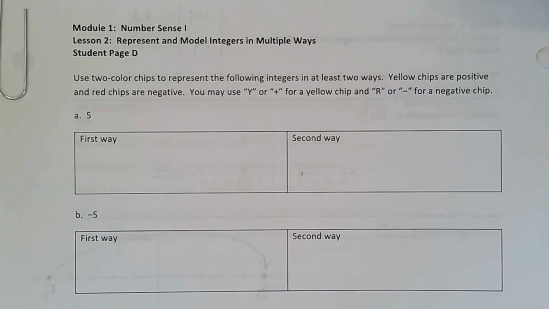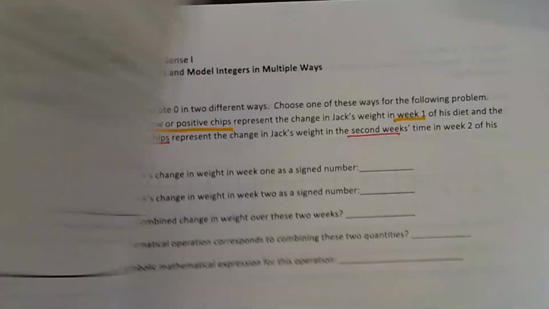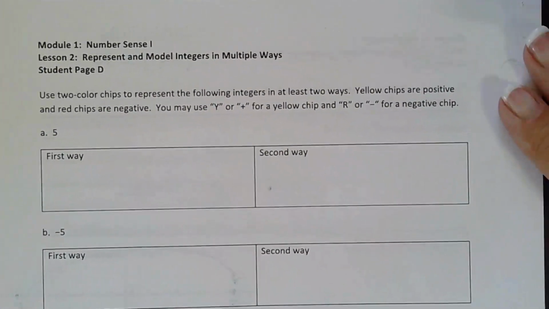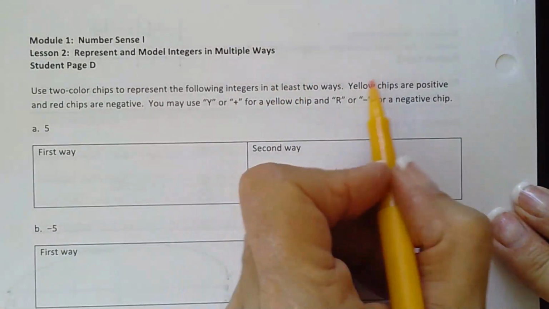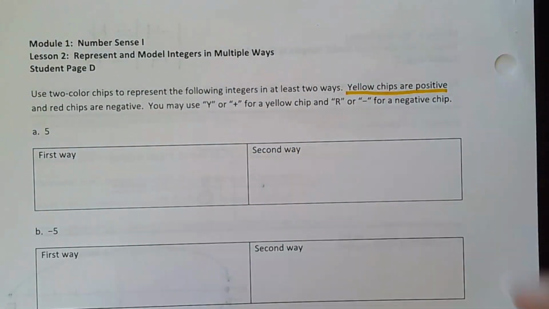Okay, next we're going to represent positive and negative numbers using chips. I don't know if we're going to get all the way through this, but we'll see. So use 2 colored chips to represent the following integers in at least 2 ways. Yellow chips are positive, and red chips are negative.